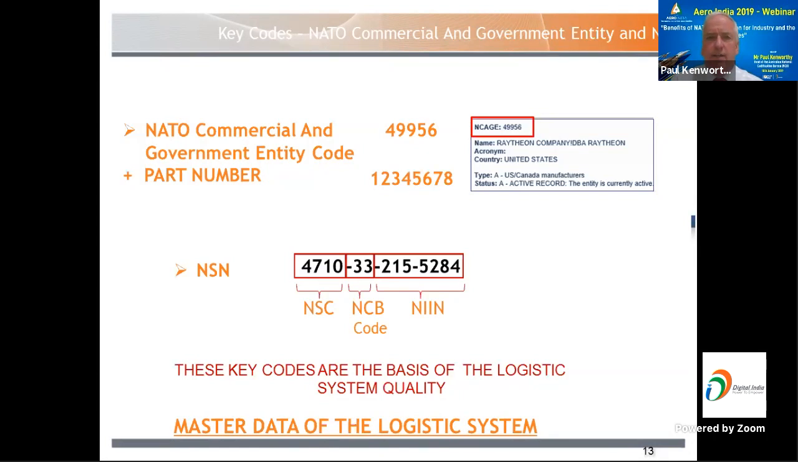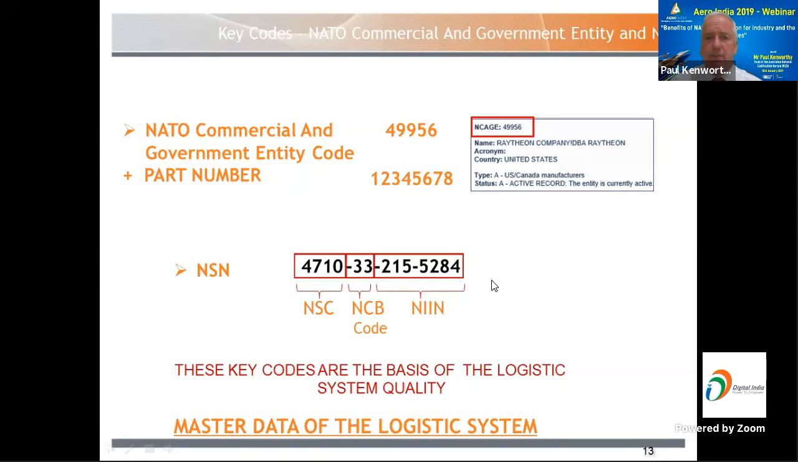Against that NCAGE, we put the company's part number, and that sits under the NSN. And again, the NSN, just quickly to explain what that is, the NATO Stock Number, 13 digits. The first four digits are the NATO supply classification. First the group and then the class, the first two digits of the group, then followed by third and fourth position is the class. The fifth and sixth position is called the NCB code. This denotes the NCB that first codifies the item. It should be codified in the country of the original manufacturer.